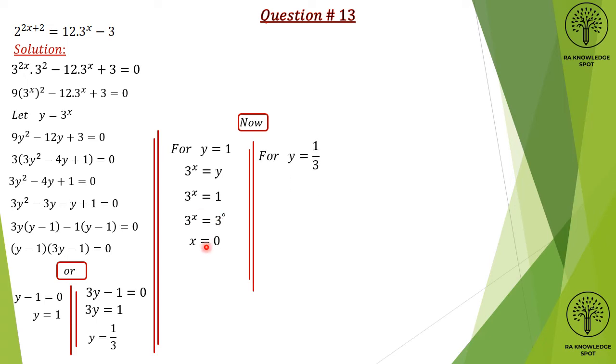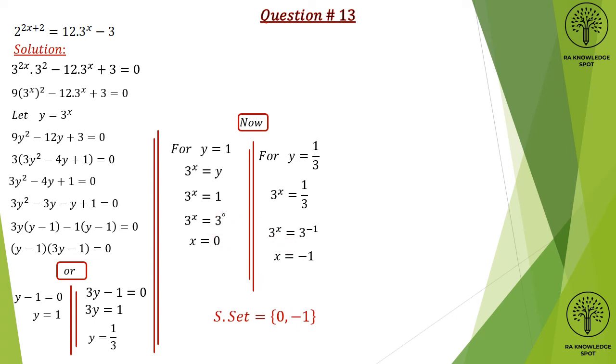Now for y is equal to 1 by 3, putting the value we get 3^x is equal to 1 by 3. Again we have to take it upside, so it will be 3 power minus 1. Now we can easily compare because the bases are the same. At least one thing should be the same, bases or powers. Now the bases are same, we can say that x is equal to minus 1. Now these are the solutions of the question. So you can see the solution set is 0 comma minus 1.